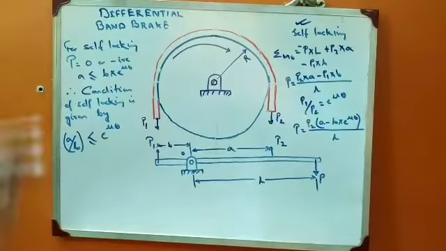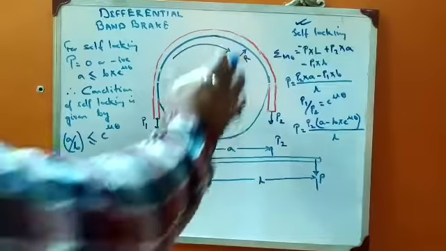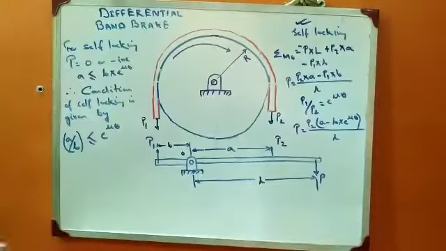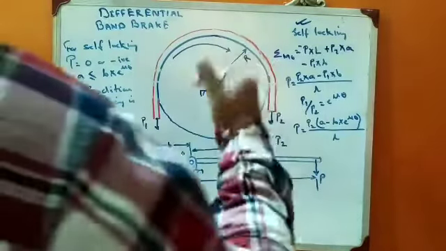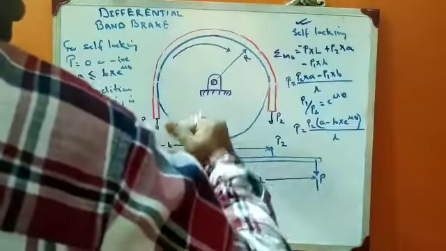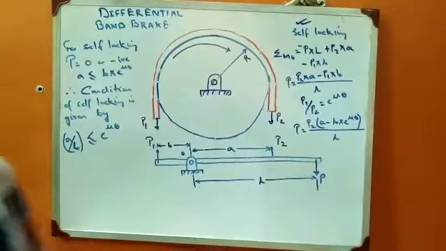So this is the main condition of the differential band brake. Now you see the differential band brake. This is the same principle, where it will apply the condition of a brake, but the brake is not transmitting any force. So that is the condition. Now we do a free body analysis of the lever.